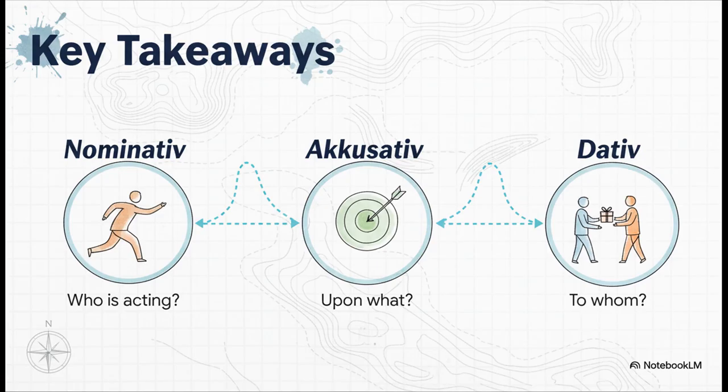So let's just recap this real quick. The key, really, is to stop trying to memorize a bunch of charts and start thinking in roles. The nominative is the doer, the accusative is the direct target, and the dative is the receiver. If you just ask these simple questions, who is acting, upon what, to whom, the German case system starts to feel less like a mystery and more like a logical, predictable map.